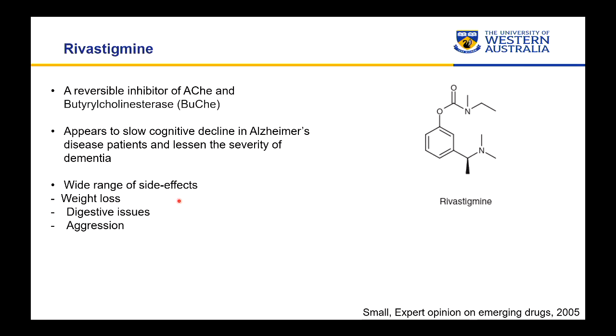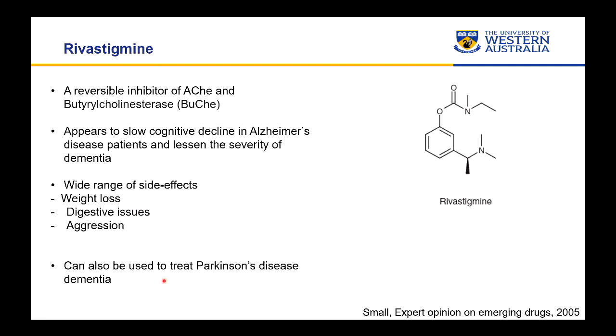But similarly, there's also a wide range of side effects. Digestive issues, similarly because you're increasing acetylcholine. And it also seems to increase aggression. Not really sure why. Maybe because this one affects more of the enzyme that breaks down acetylcholine, so maybe you're getting too much acetylcholine in some regions of the brain that might be important for mood, but unsure there. And it can also cause weight loss.